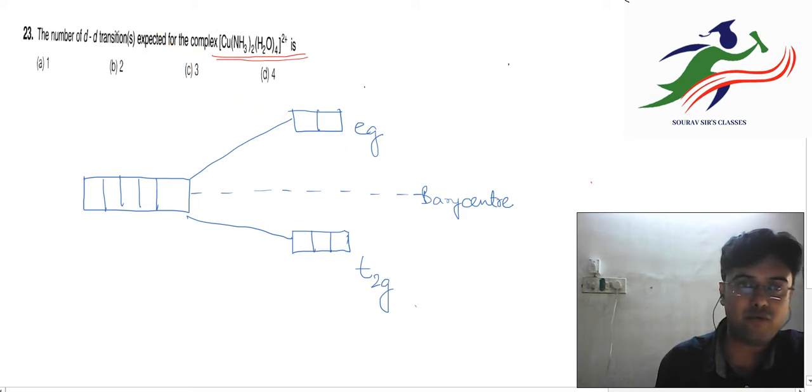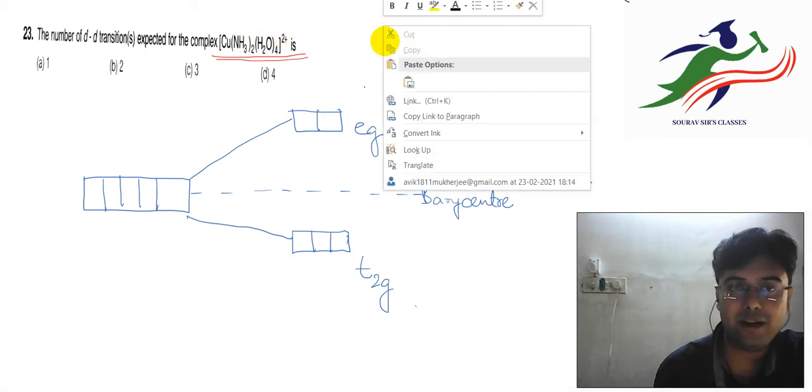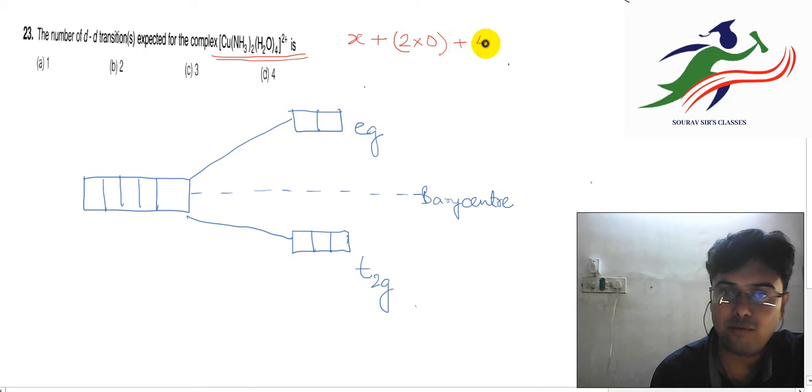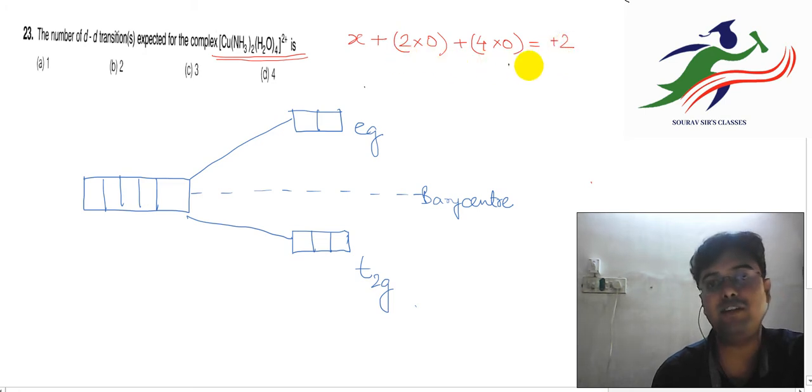Next, we have to find out the oxidation state of copper in this particular complex. For copper, let us consider x to be the oxidation state. It is ligated by 2 ammonia ligands, which are neutral, and 4 water ligands, which are also neutral, and the overall charge is +2. So if you solve this equation, x is equal to +2.